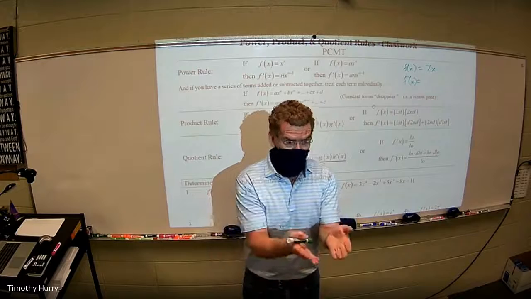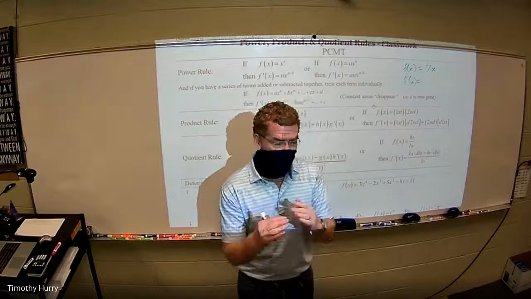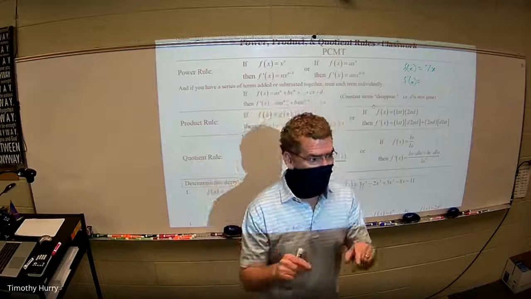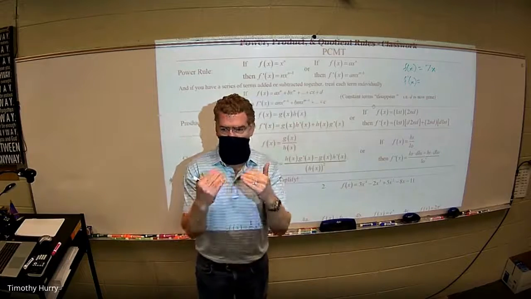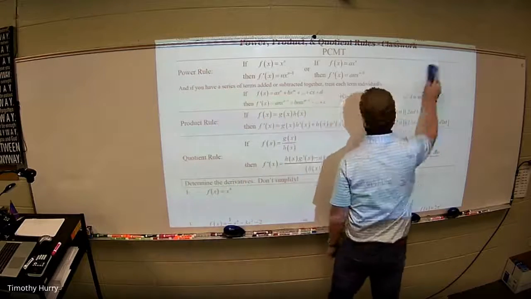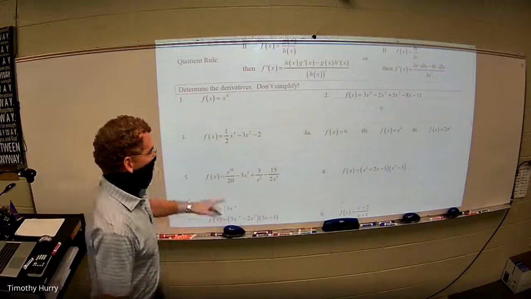E is about 2.718, and so on. So it also looks like a variable, but it's really a constant. So be careful about stuff like that. If you know it's a constant, the derivative of a constant is always 0. So let's take a look at a couple of these real quickly, and then we'll move on to the product rule. So we'll start with some basic ones.